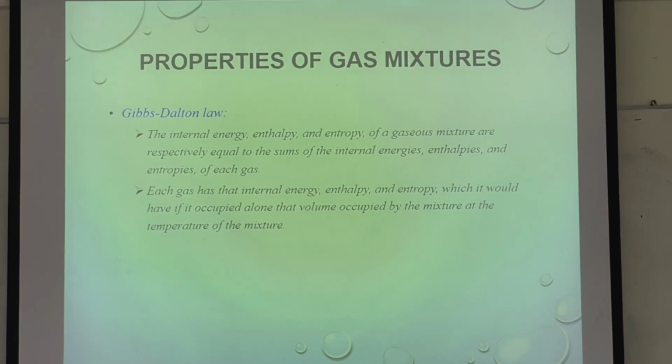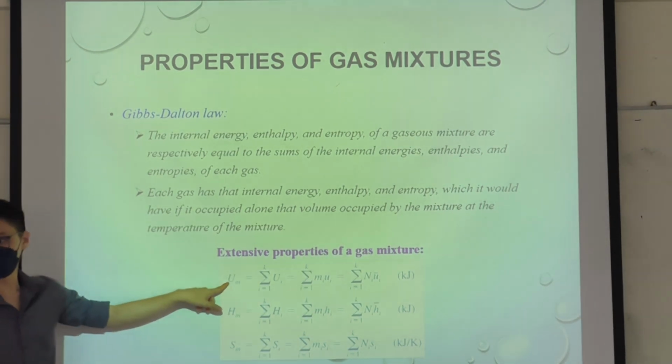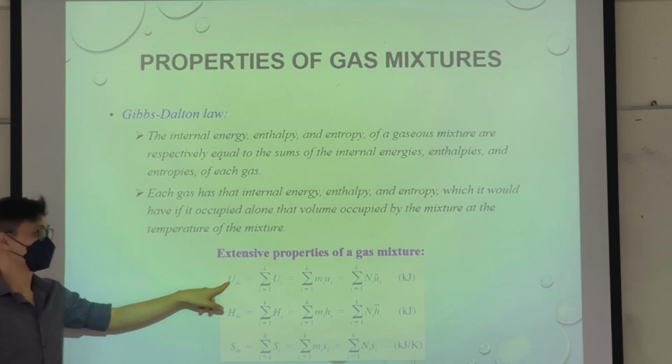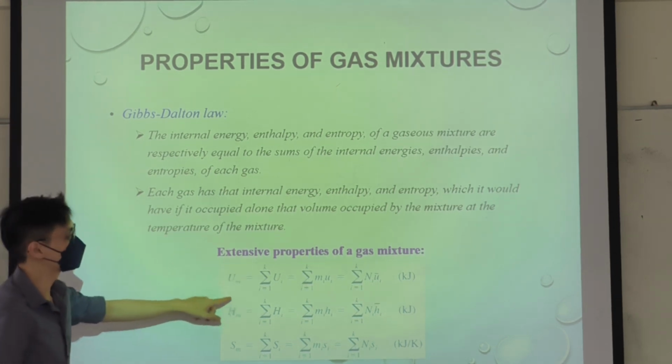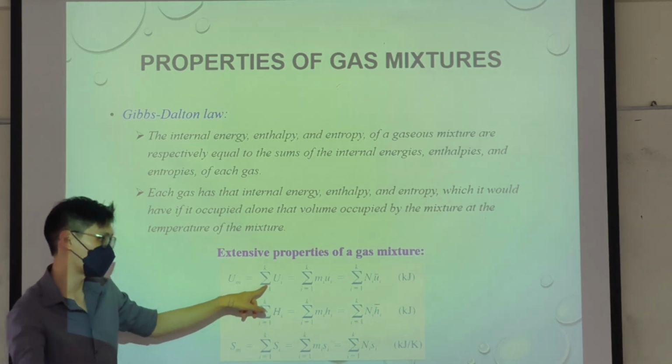Right, so we just jump to the diagram. Okay, so what we see here is very simple. The total internal energy of the mass, the mixture, is just the sum of the internal energy of each of the gas. So this one makes sense, right?